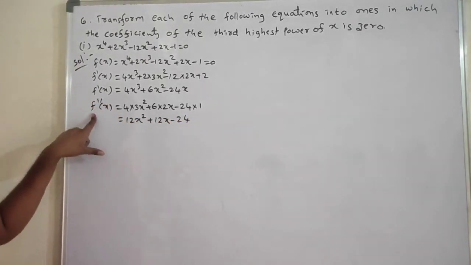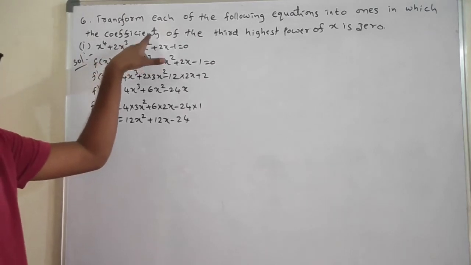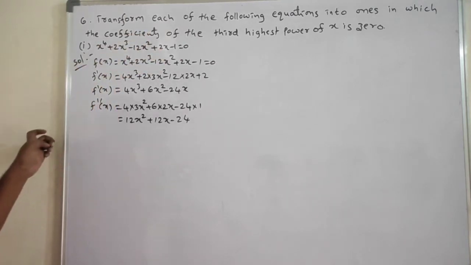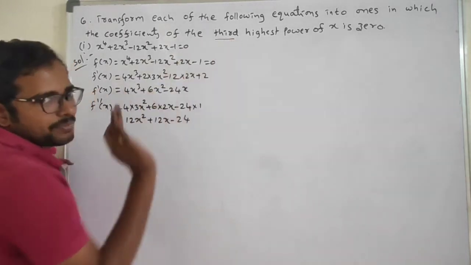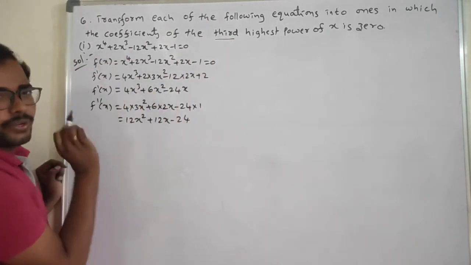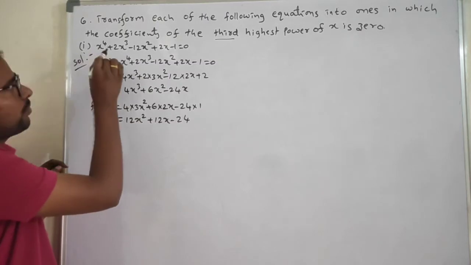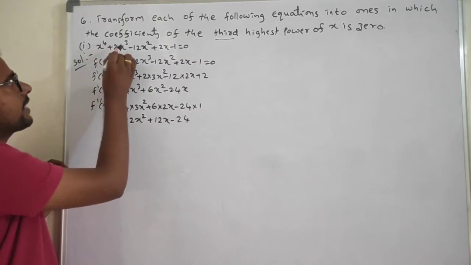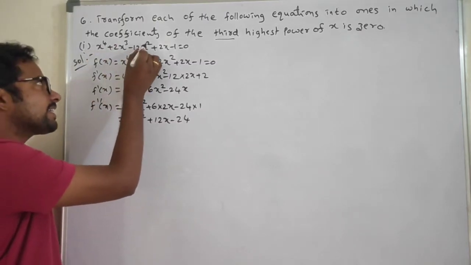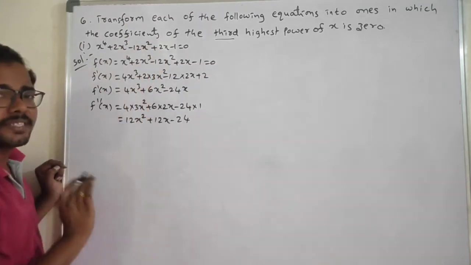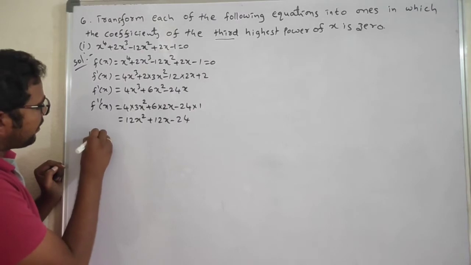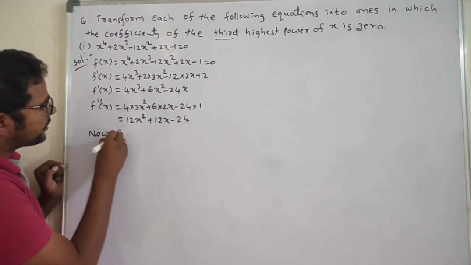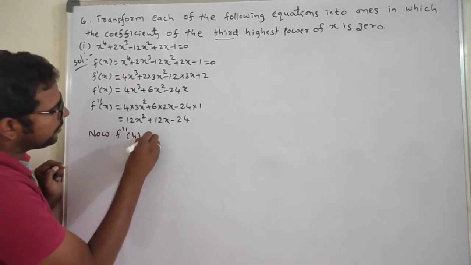Since the third highest power of x is x square, we have to do 2 times differentiation. Now in the question, don't do 3 times just because it says third. Look at the equation and check: first is x power 4, second is x power 3, third is x square, so we have to do 2 times differentiation. Now f double dash of h equals 0.